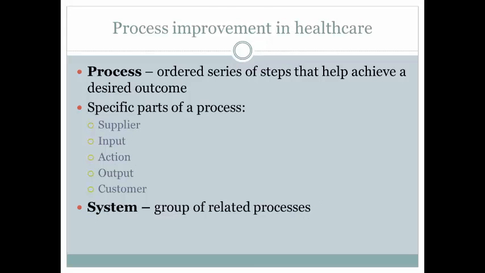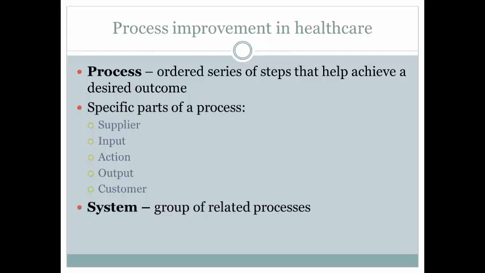To better understand process improvement, it's important to know exactly what a process is. A process is an ordered series of steps that help achieve a desired outcome. There are specific parts of the process that you can focus on. The supplier, who gives us what we need for our desired outcome. Input, which are the items needed. The action, which is what you do to get to your desired outcome. The output, which is the outcome. And the customer, who is the person that we're trying to keep happy.